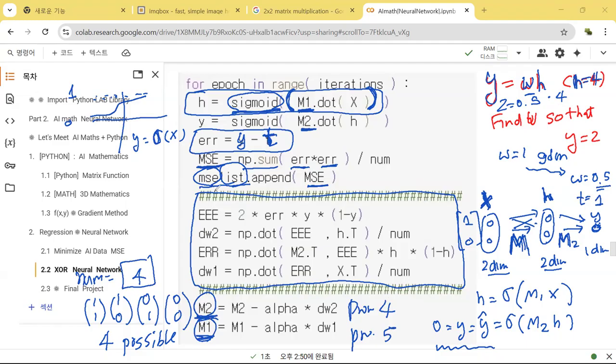And then let this be E. Let's introduce this kind of variable. This is 2 times ERR times y minus 1 minus y. So y is there. ERR is given by this one. So you can find out this one. So in this case, the asterisk is a multiplication.